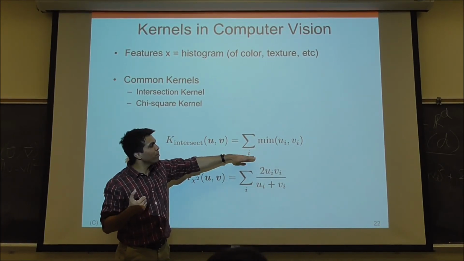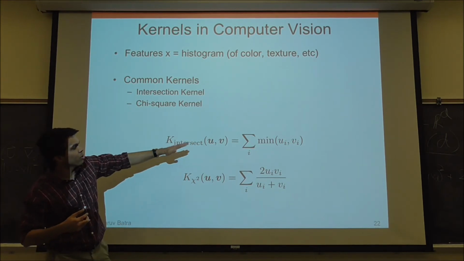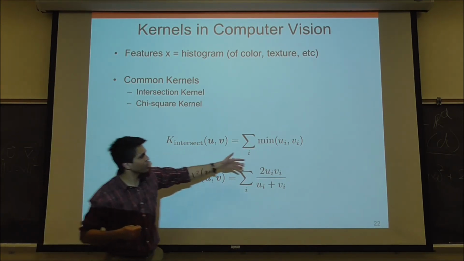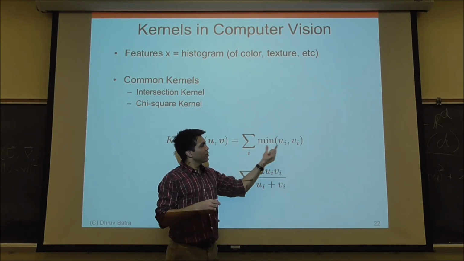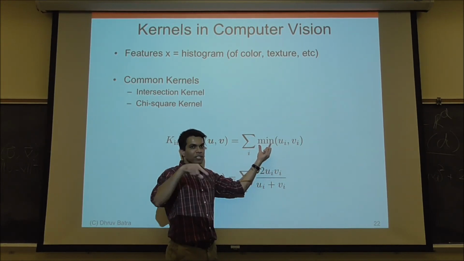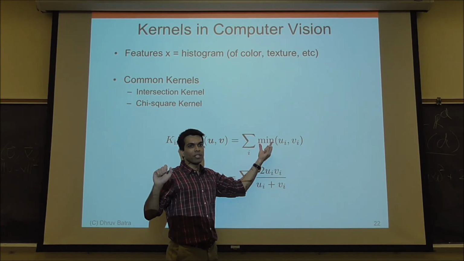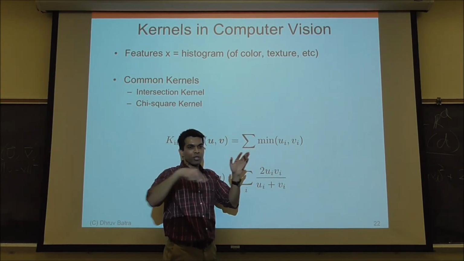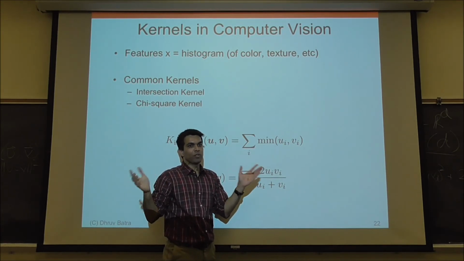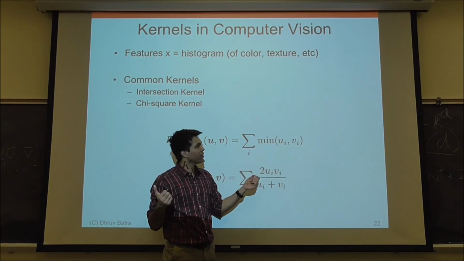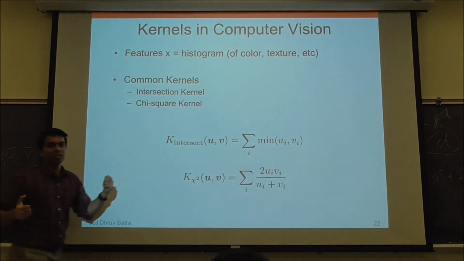This is called an intersection kernel, or often called a min kernel. U and V are two histograms, and you look at every bin and try to count what is the common part of these bins. I have some histogram, I have another histogram, and in every bin, what is the common part of these, and you sum that up. That gives you a good sense of similarity, and you can show that it is a kernel.